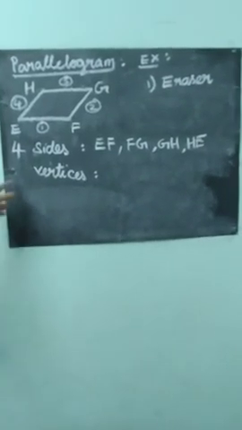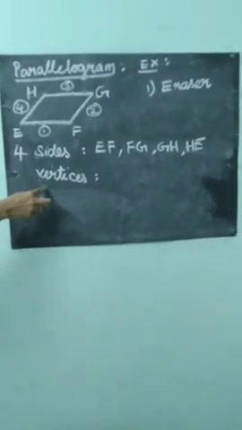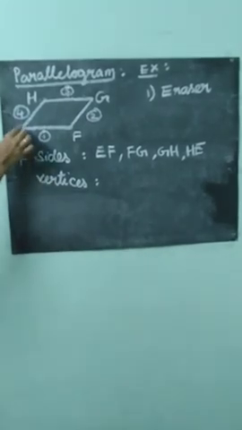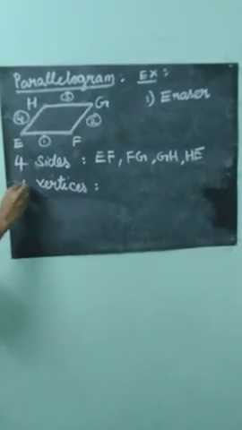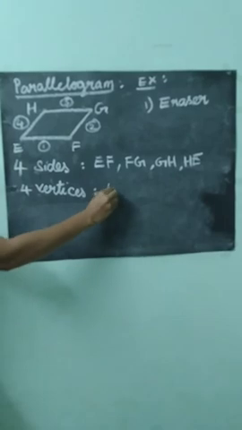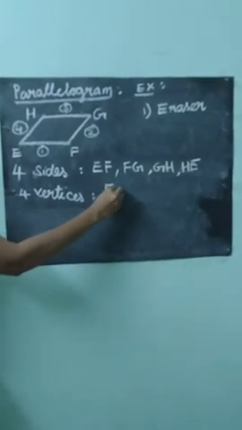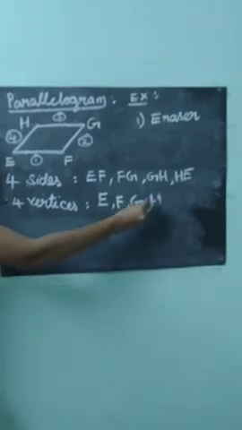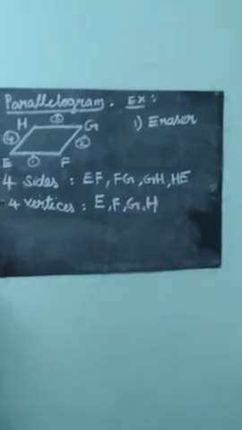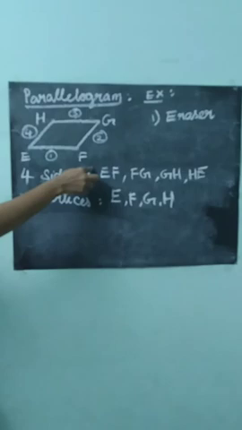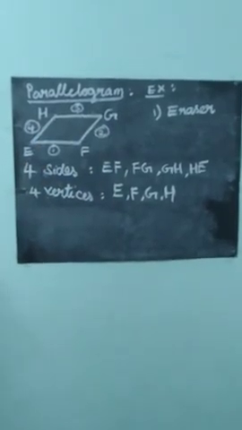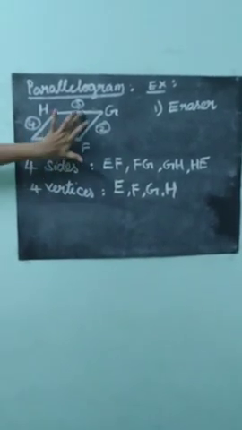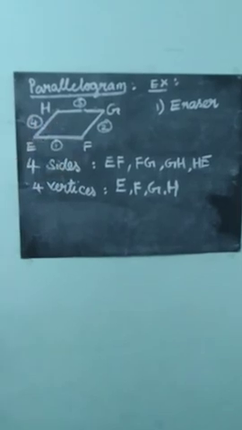And the next one is vertices. How many vertices are there? Vertices means corners. E, F, G, H. 4 vertices. In the parallelogram there are no diagonals. It is not possible to have diagonals.